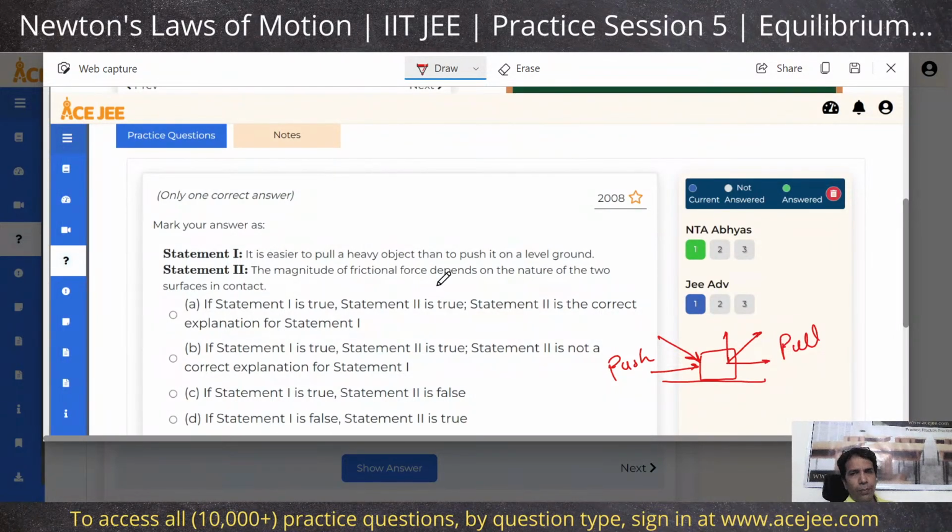So is it like the magnitude itself doesn't directly depend on the nature, it's the coefficient that depends? It depends. If the body is not moving, the body is stationary, then what is the magnitude of the frictional force? Well, the amount of force that you're pushing it with.